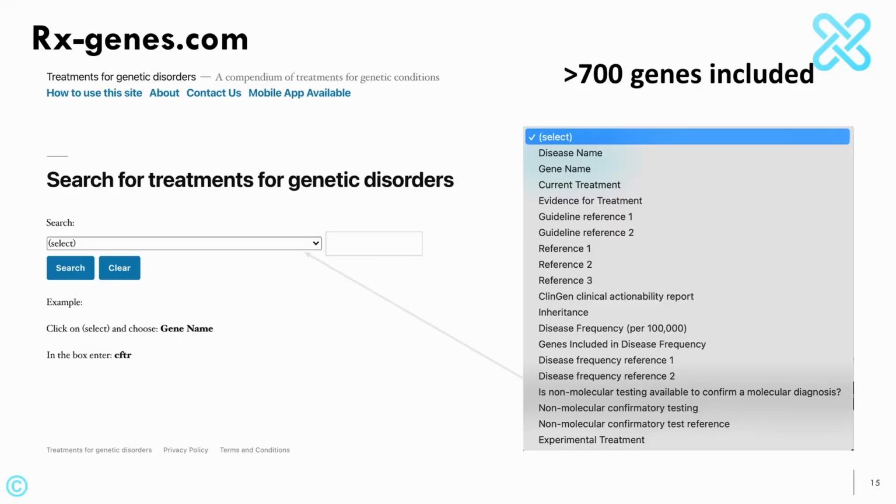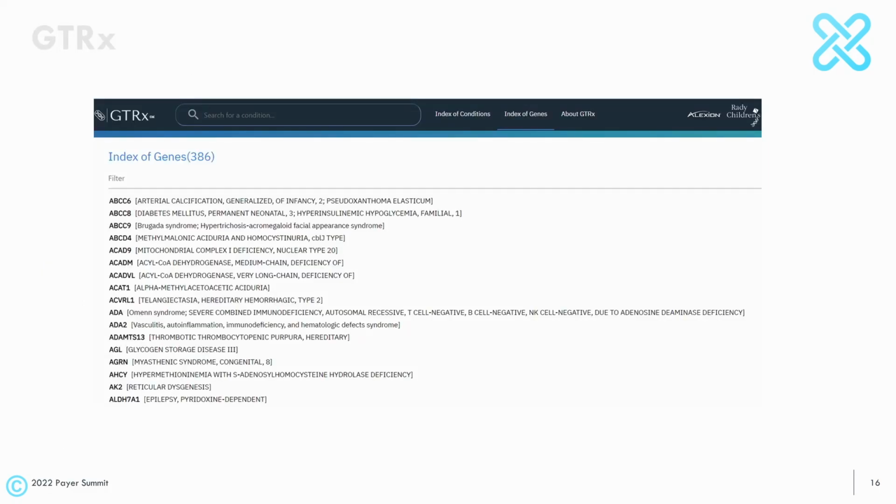But more and more, there are websites specifically devoted to the sorts of treatments that you would use for rare genetic conditions. An example is rx-genes.com and GTRX. These two sites provide information on a gene-by-gene basis.